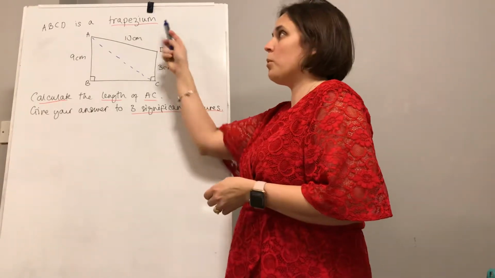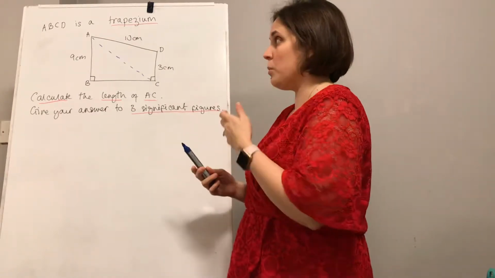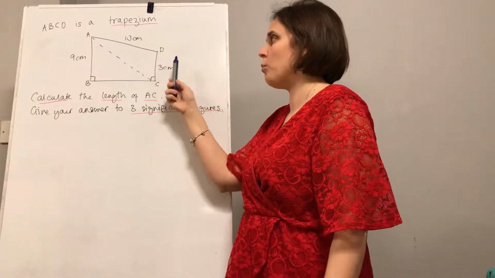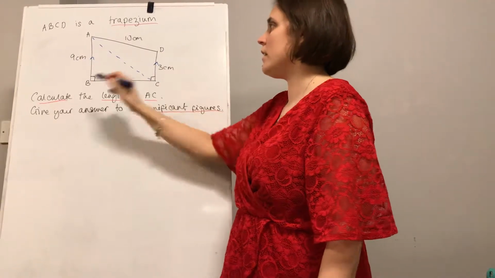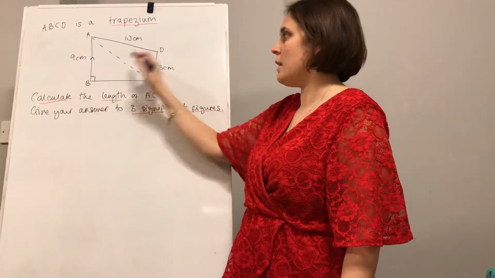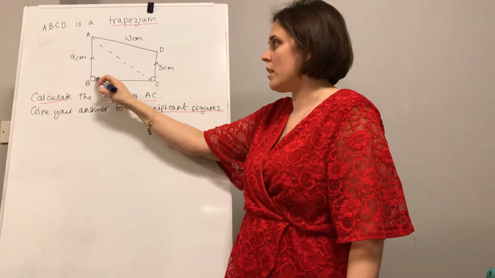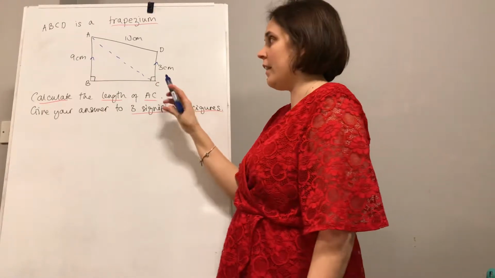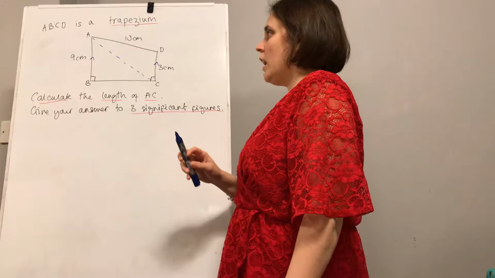Now I said to you it's important that we know the shape is a trapezium. The reason that's important is because every trapezium has 1 pair of parallel sides, and that pair of parallel sides is the 2 lengths AB and DC. The reason we know that is because here and here we can see that these have been labelled as right angles, and therefore they must both be parallel to each other.